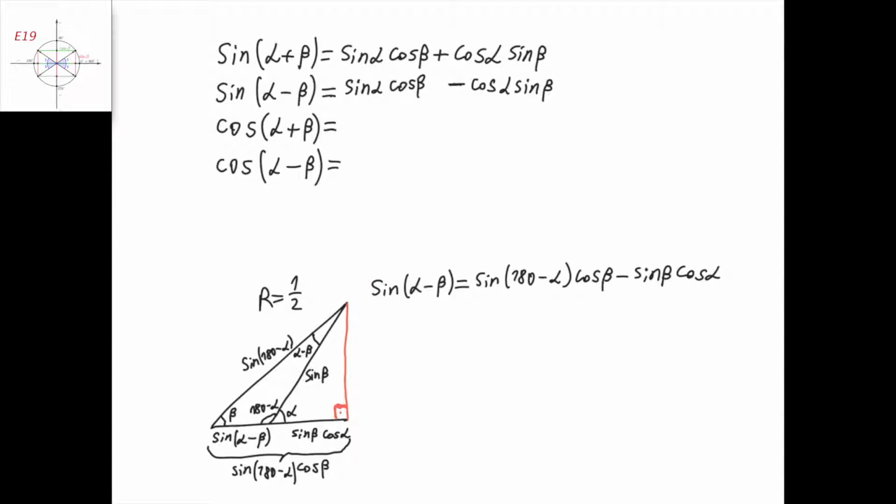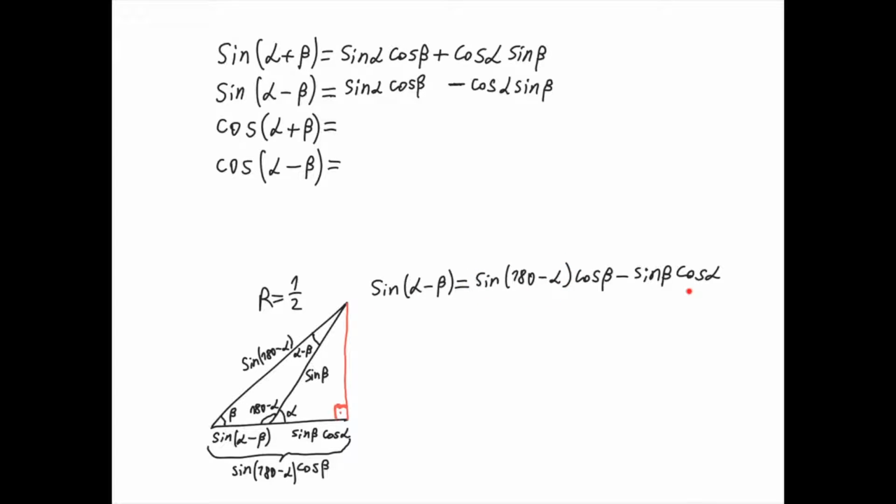But now note that sine of 180 minus alpha equals sine of alpha. And so we can rewrite this equality as sine of alpha minus beta equals sine of alpha cosine of beta minus cosine of alpha sine of beta. And this is exactly the same expression we got here.